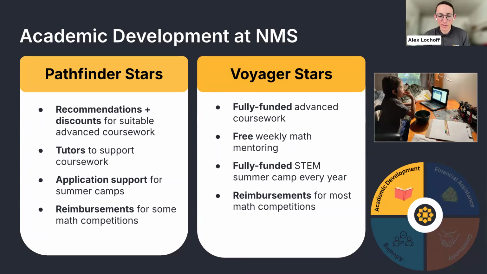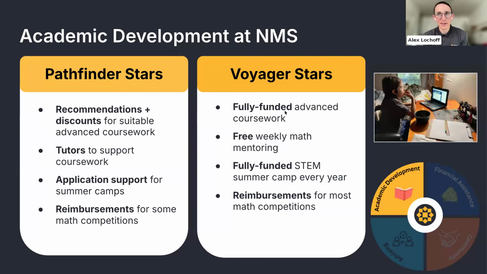Voyager takes those same supports, but brings additional money to help remove financial barriers that exist. So those advanced courses, we will fully fund for every Voyager star. We will provide them with free weekly math tutoring, or what we call math mentoring. We will fully fund and pay for one STEM summer camp experience every year, and we will reimburse math competitions and other supplemental extracurricular math opportunities for our Voyager stars.